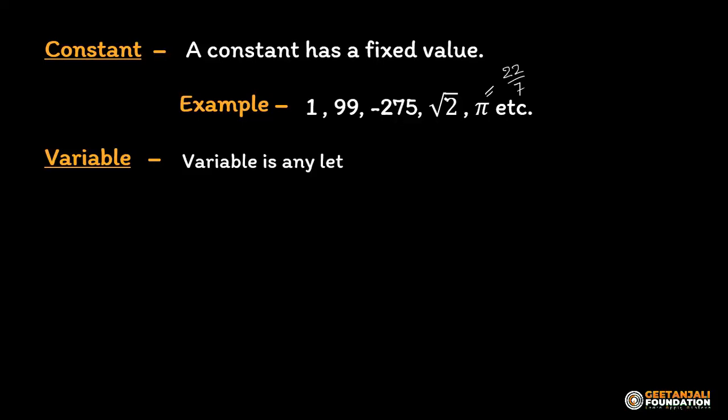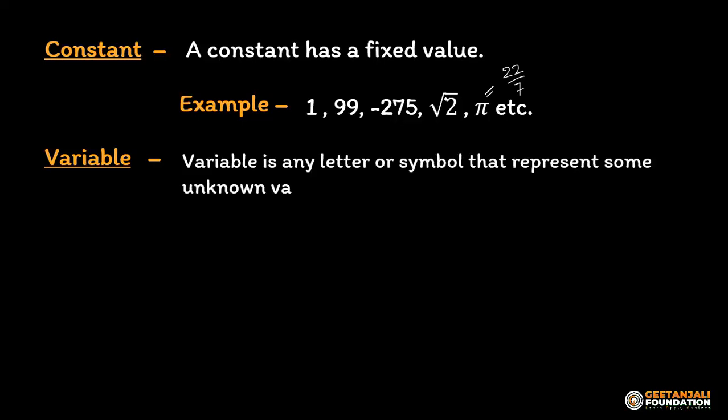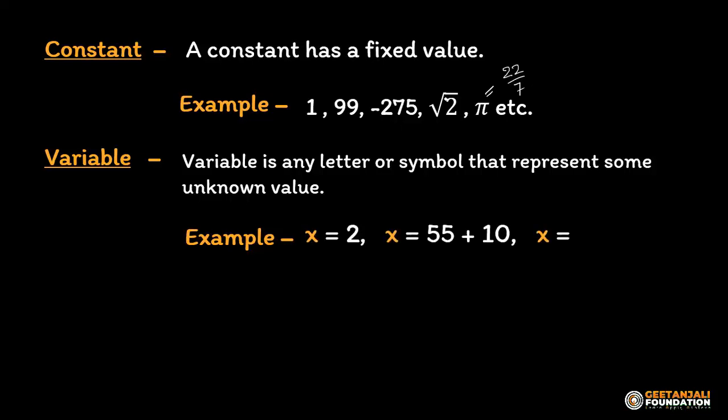Next is a variable. Variable is any letter or symbol that represents some unknown value. For example, x equals 2, x equals 55 plus 10, x equals 100 by 4. At all these places, value of x is different. So it can take any value. It depends on the context where you are using it. But when we are going to write expressions with the help of word problem, you need to recognize where you will use constants, where you will use variables. You also need to use operators. So the definition of variable should be very clear to you. So wherever you need it, you should be able to decode your word problem, and you should be able to use some variable at the places wherever it is needed.